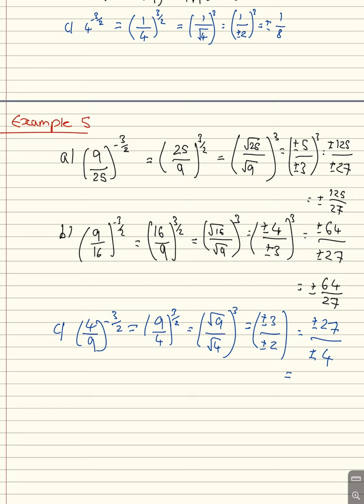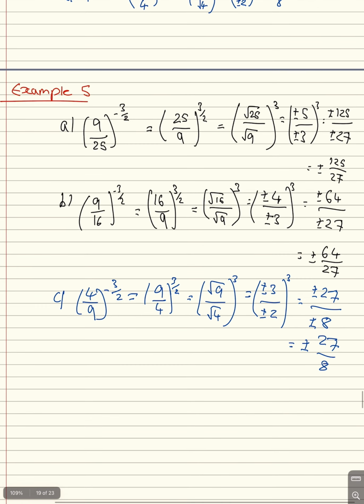Okay, I've made a mistake here. I need to go back because plus or minus 2 all cubed is plus or minus 8. So I'm going to answer plus or minus 27/8.